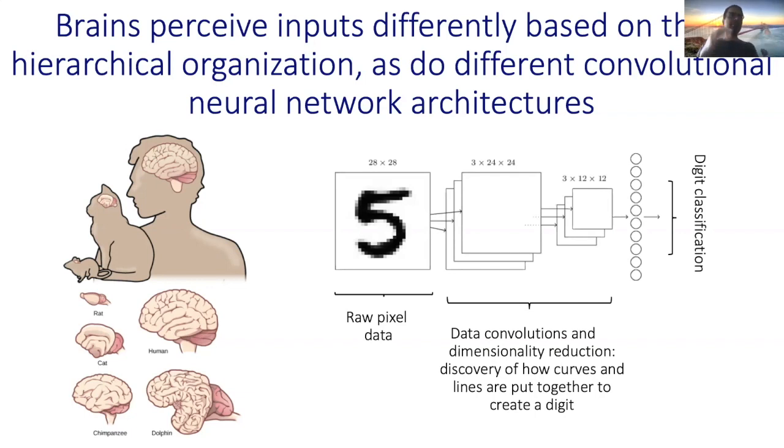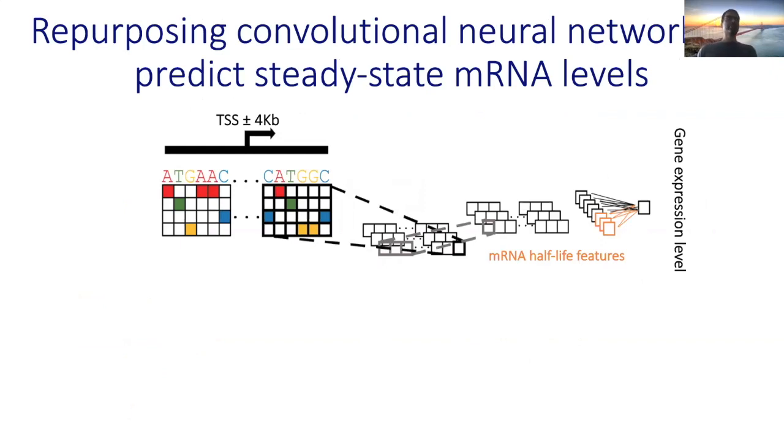A lot of this field emerged from computer vision. As input, you can see this pixelated image, for example, of the digit 5. The task of the network is to learn a set of parameters across many training examples to finally classify a digit. In the middle are what are called data convolutions, which are submatrices that scan this image. If you can hierarchically order these, they can extract more and more abstract features, such as how curves and lines are put together to create this digit.